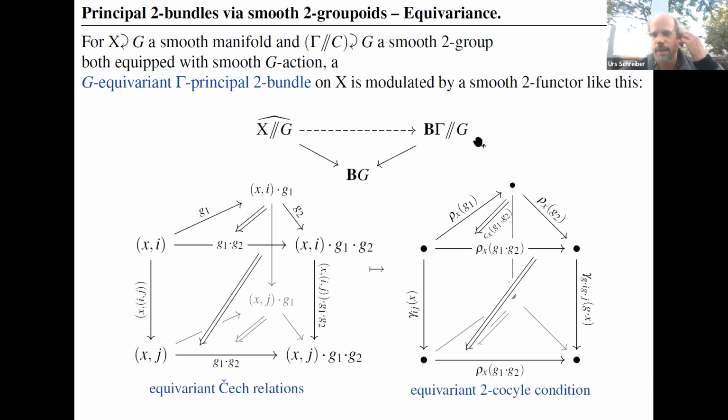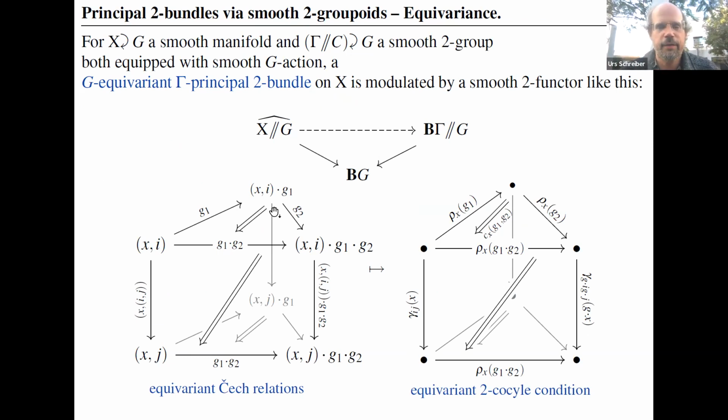These will now be assignments that take all this data on the left to data on the right. So it labels everything with group elements here and with higher morphisms with these two groups so that everything is compatible. And so depending on what you want to do, you can just read off now what your equivariant Čech two co-cycle data is. And that is now the definition actually of equivariant higher two bundles.